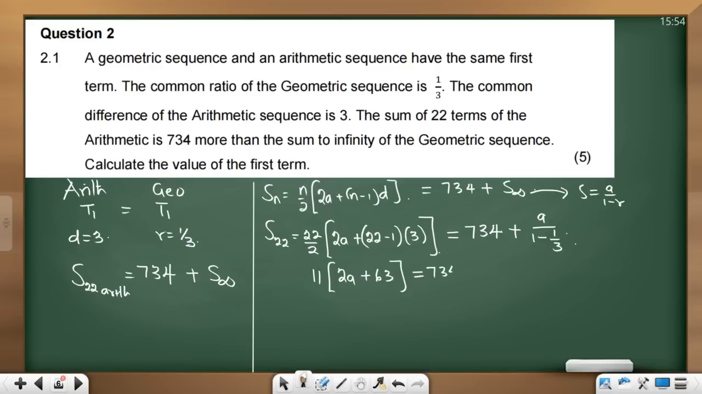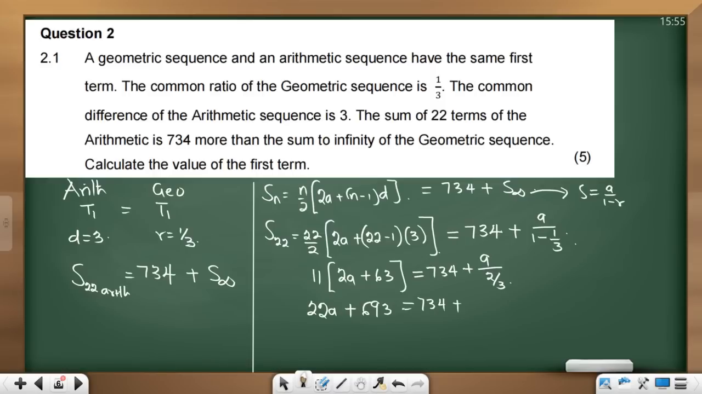And that is 734 plus a over 1 minus that will give us what? 2/3. We're going to try to simplify this. Let's expand the bracket to make it easy for everyone. 2/3 times 2a, 3 times 11 would be 6.3, 6 plus 3 would give us 9. Okay, and that would give us 734 plus.